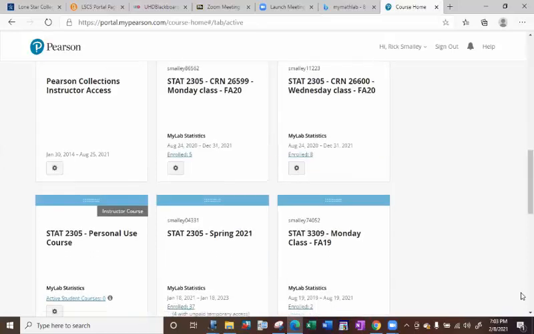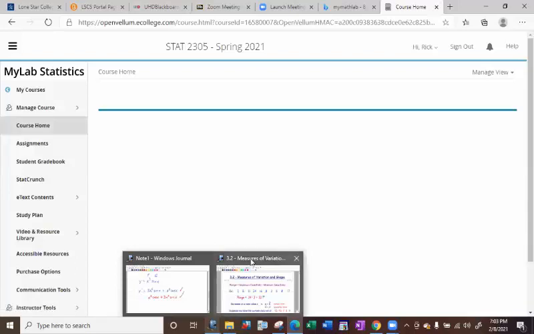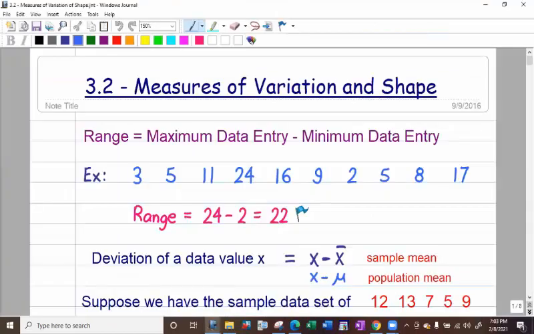And now we shall move forward into measures of variation. Sounds exciting, doesn't it? I can tell. Measures of variation in shape. So without further ado, I'll go ahead and begin here.